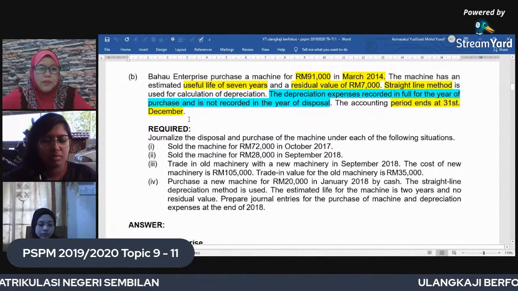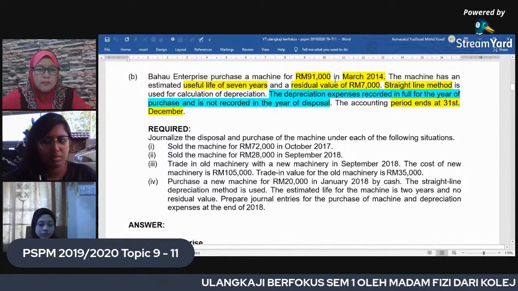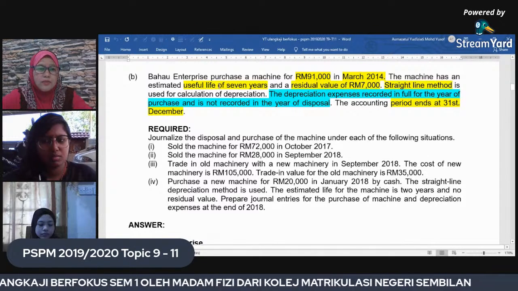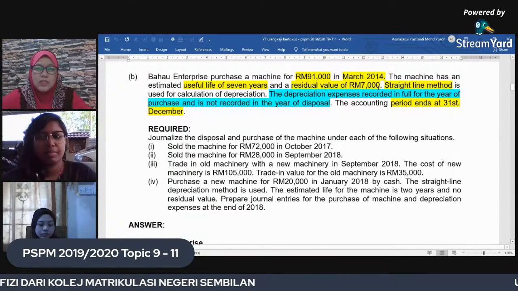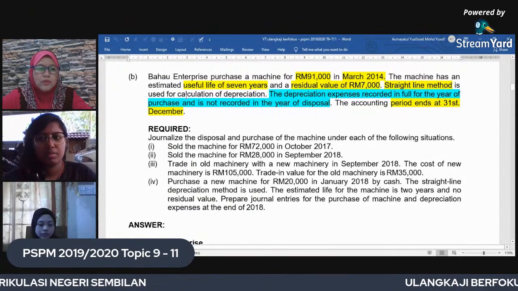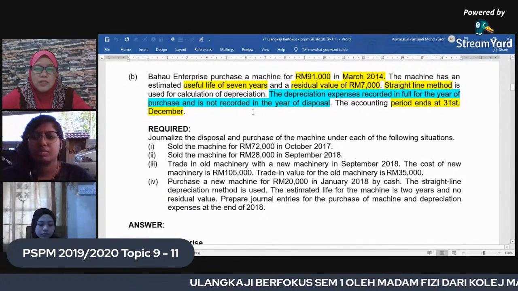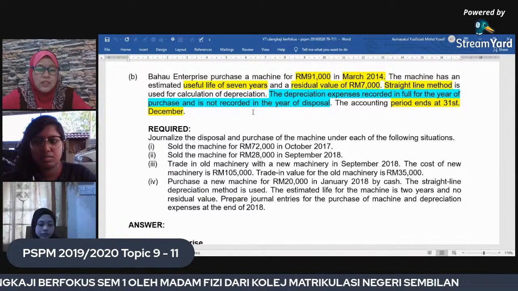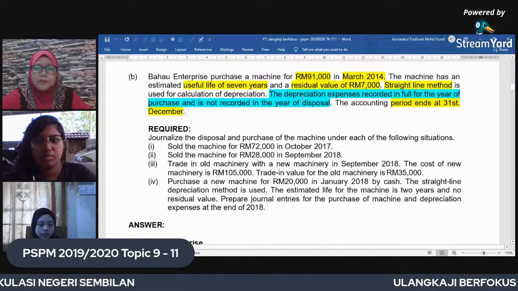Bahau Enterprise purchased a machine for 91,000 in March 2014. The machine has an estimated useful life of 7 years and a residual value of 7,000. Straight line method is used for calculation of depreciation. The depreciation expenses are recorded in full for the year of purchase and are not recorded in the year of disposal. Okay, this statement is important, yeah? The one that I highlighted in blue color.